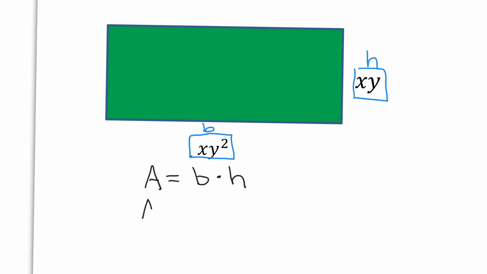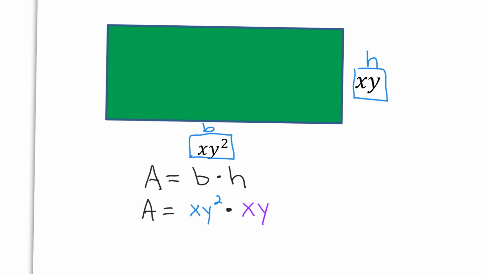So we have area equals x y squared, that's my base, times my height, which is x y. So there's my height, x y. Now I'm going to multiply these two expressions. Remember, since we're multiplying same bases, you multiply the x with the x, and the y squared with the y, those are the same base.